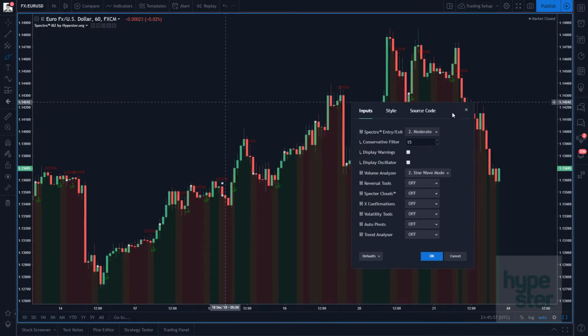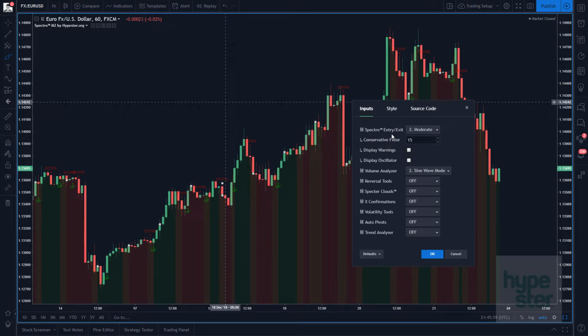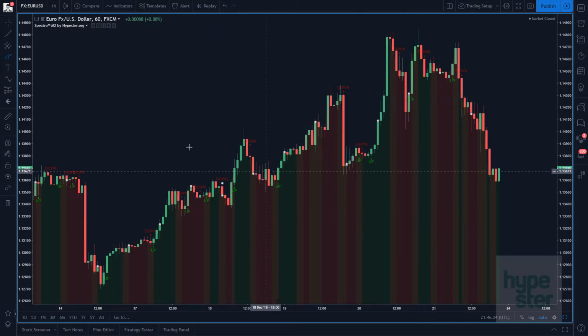So let's start from the start and let's talk about the Spectro entry and exit, which is our main feature. The Spectro entry and exit is probably the most important indicator we have, and also the most underused, to not say incorrectly used one. Why? Because the Spectro entry and exit is a trigger. It is not meant to be followed like a stupid bot.